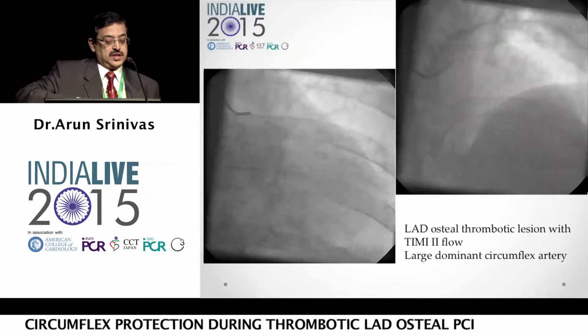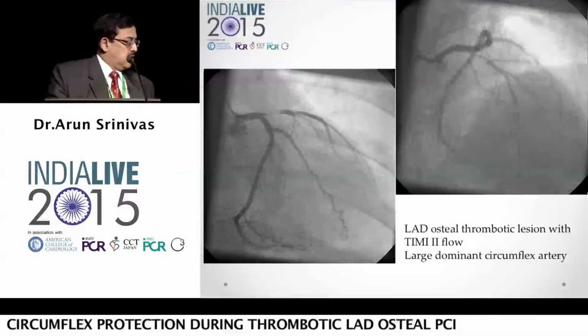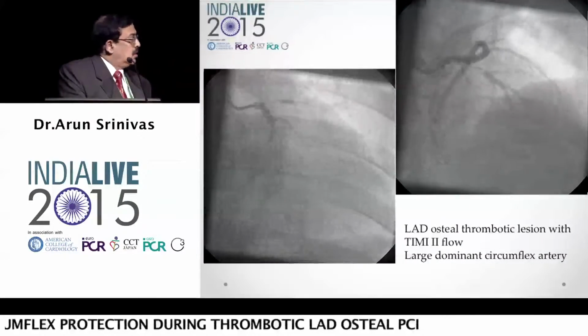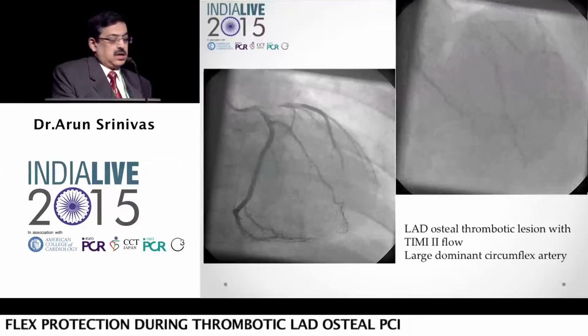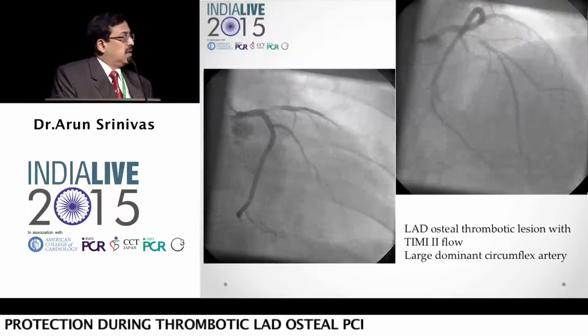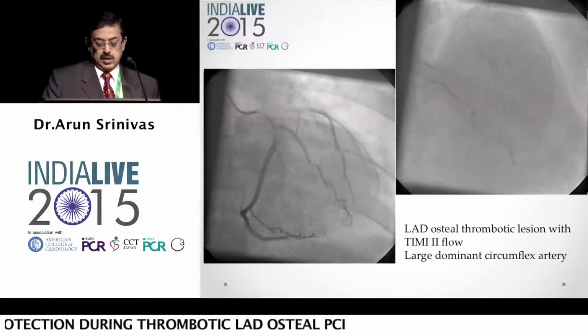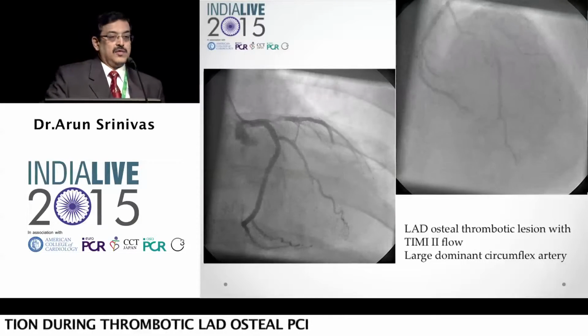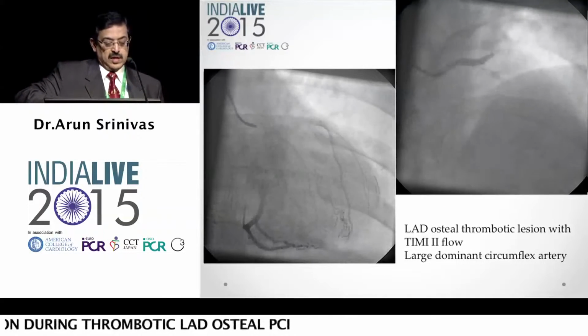Now, this is his initial angiographic picture. You'll see a large thrombotic burden in the proximal LAD artery with about TIMI 2 flow into the LAD. And another important thing that you should see is that he's got a very large and dominant circumflex artery.